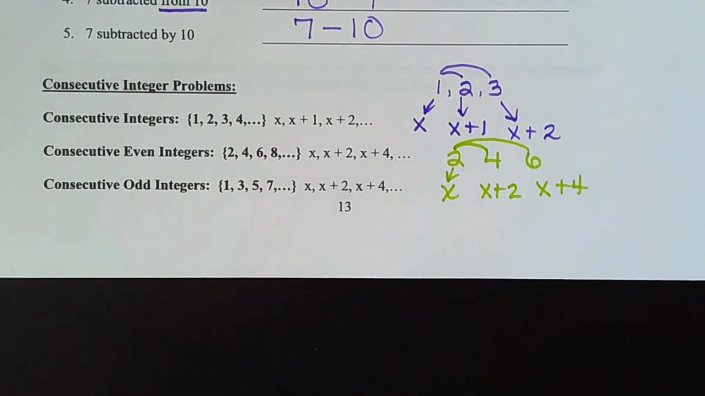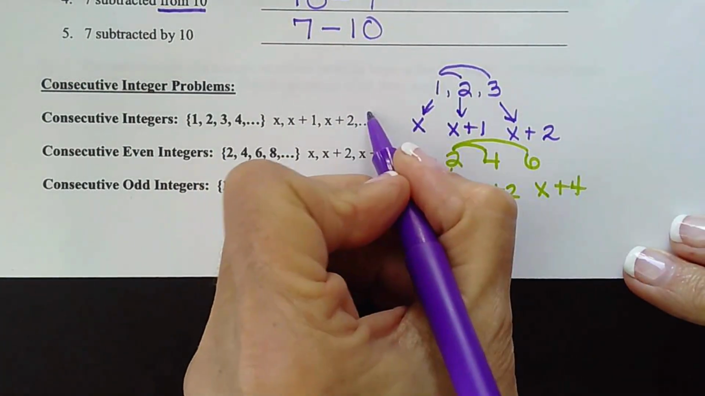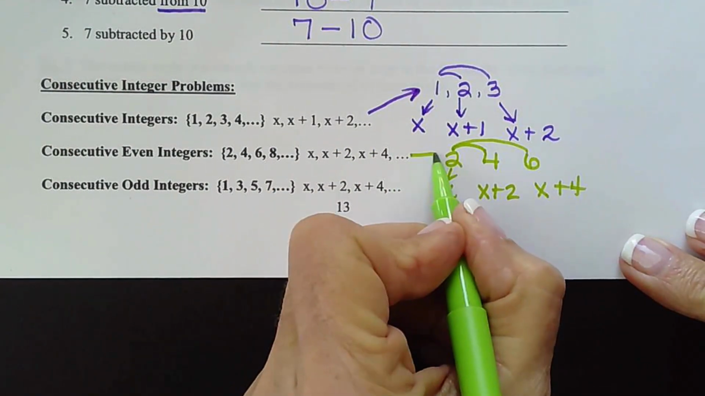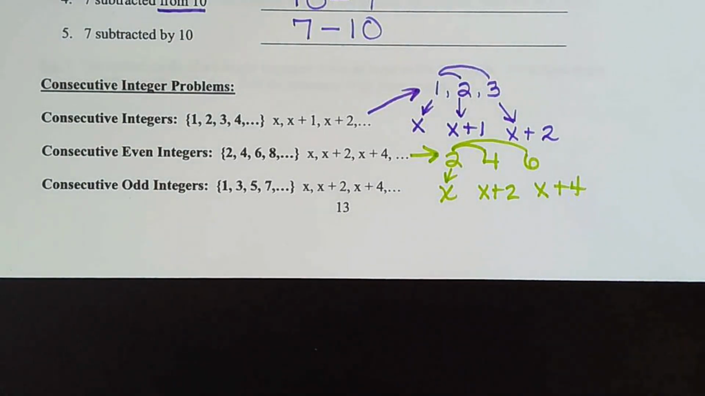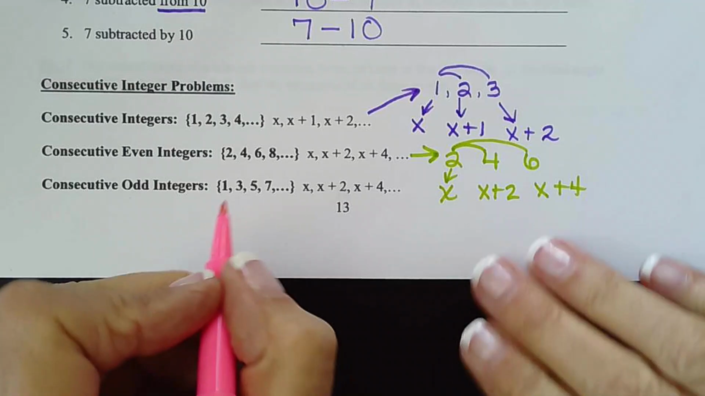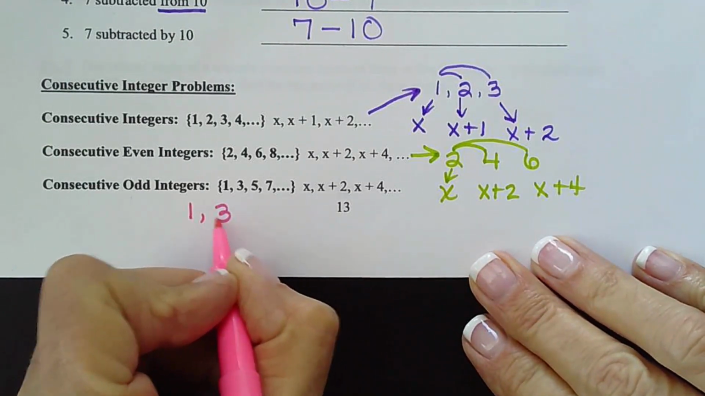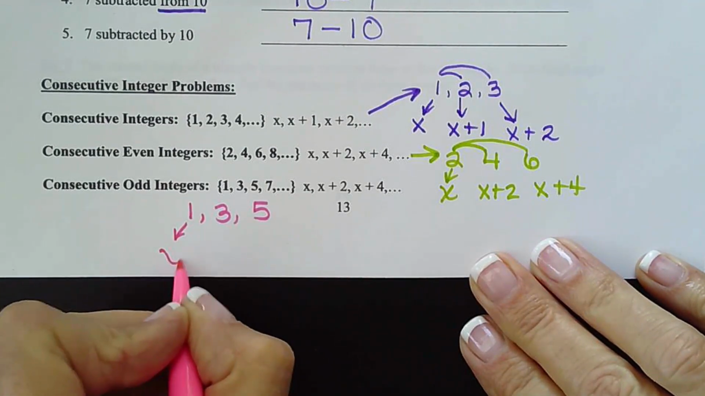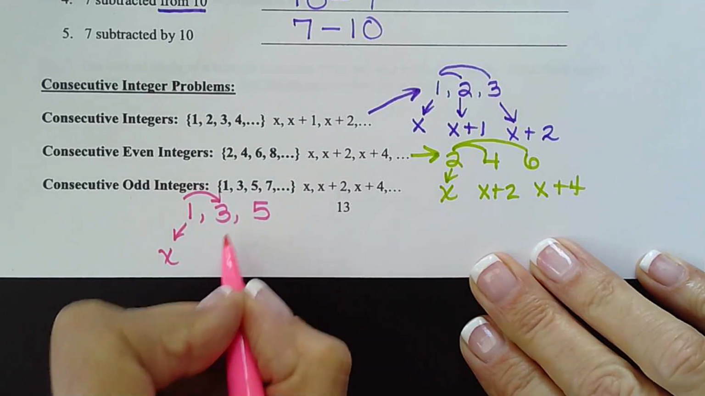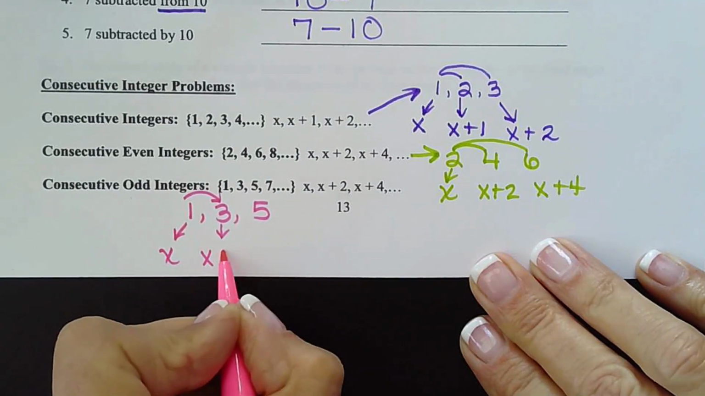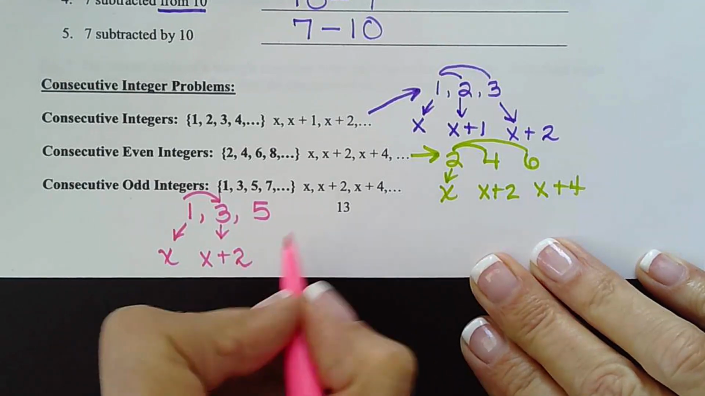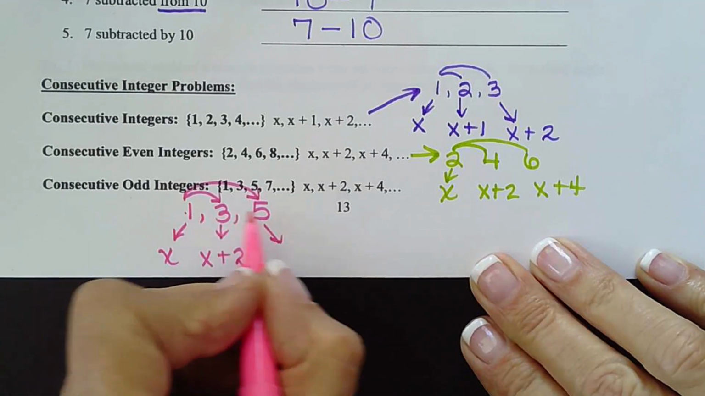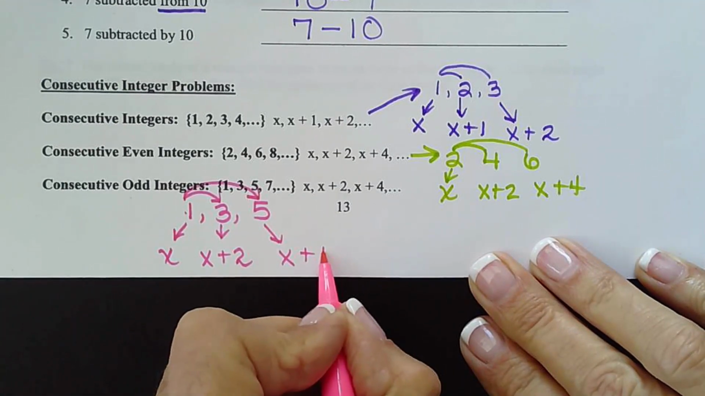Okay, so this one went here. This one went here. And then the odd ones we did on that other page too, but we'll do the same thing. So odd numbers right in a row, 1, 3, 5. So the first one's going to be called x. What do I have to do to get to 3? Add 2. X plus 2. What do I have to do to get to 5? 1 plus 4 is 5, so x plus 4.